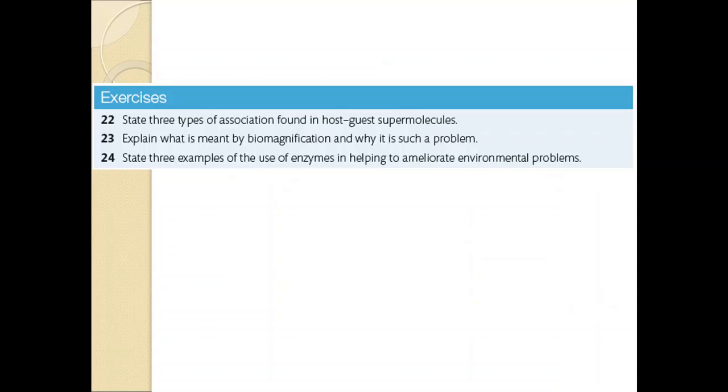So here are some practice questions to help you think about biochemistry and the environment. And I hope this has helped you.